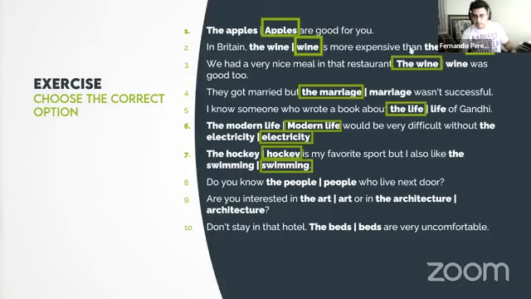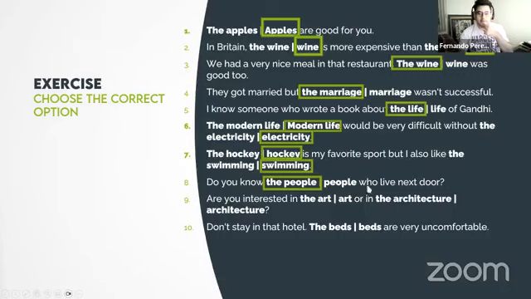Hector, I know Hector already passed. Ryan. Do you know the people who live next door? The people. Okay, and why the? I think because we are talking about the next door, you are talking about specific people. Totally correct. Specifically the people who, the connector who in this case is a very good indication that you need the article.